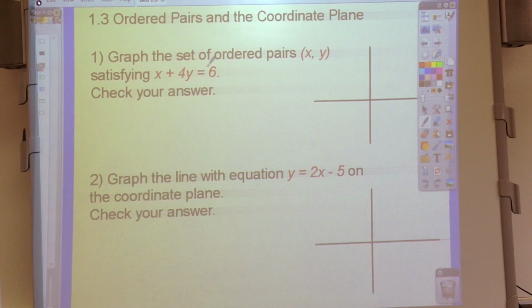Hello, this is section 1.3, Miss Quinn's geometry class. Today we're going to practice graphing ordered pairs and lines on the coordinate plane.